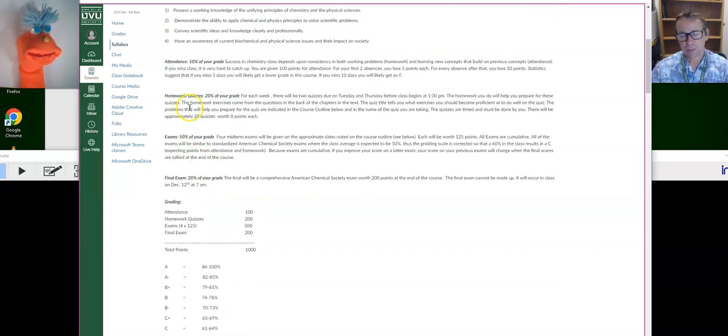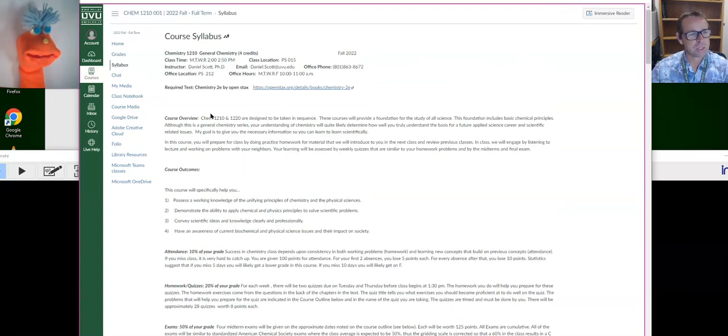Homework and quizzes. You don't specifically get credit for the homework that you do, but there are going to be about 2 quizzes every week, usually due Tuesday before class and Thursday before class. They're going to be worth about 8 points each, and the homework quizzes add up to about 20% of the grade. So let me show you how you can prepare for those homework quizzes.